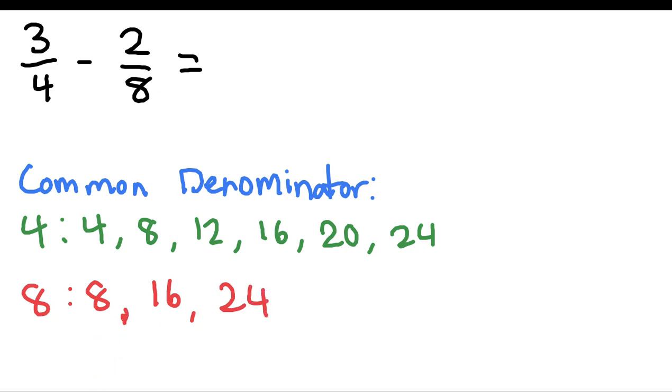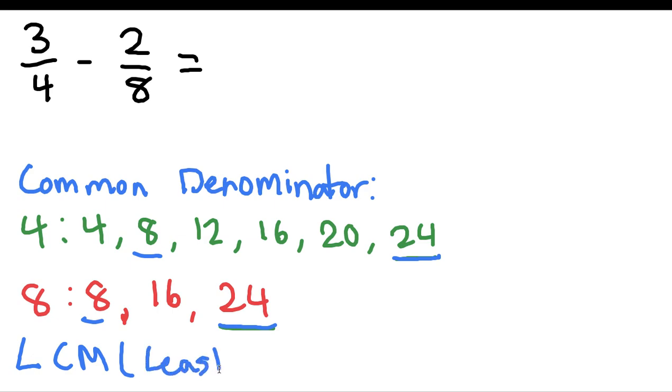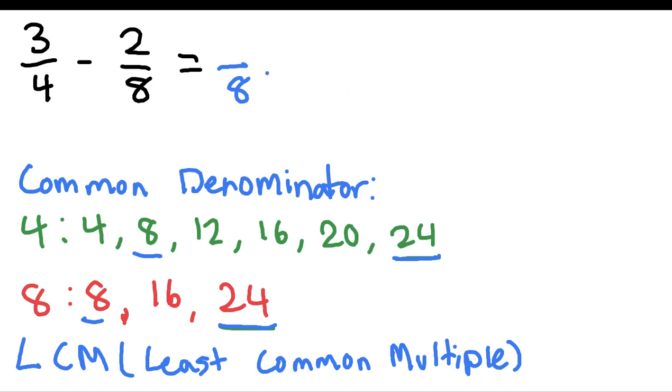Now you may see that we have two common multiples, but we're finding the least common multiple, the LCM. And if we're finding the least common multiple, we want the lowest number. And the lowest number is 8. So let me write that in.